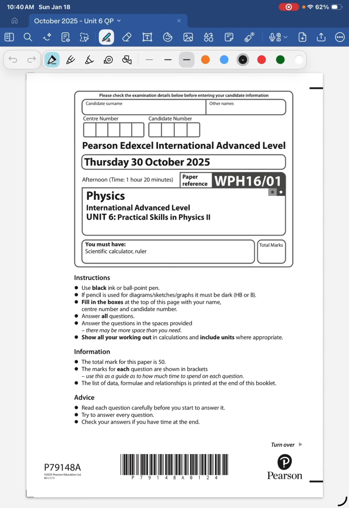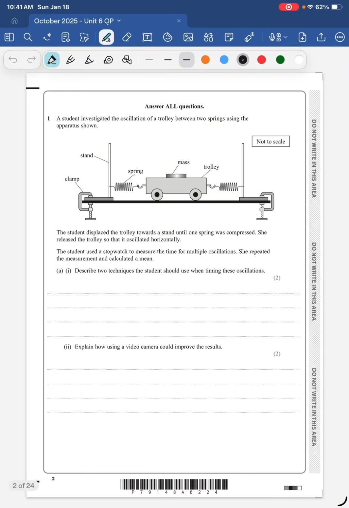So let's dive in. This is the Unit 6 past paper from October 2025, so it's the most recent one, okay? So let's dive in.